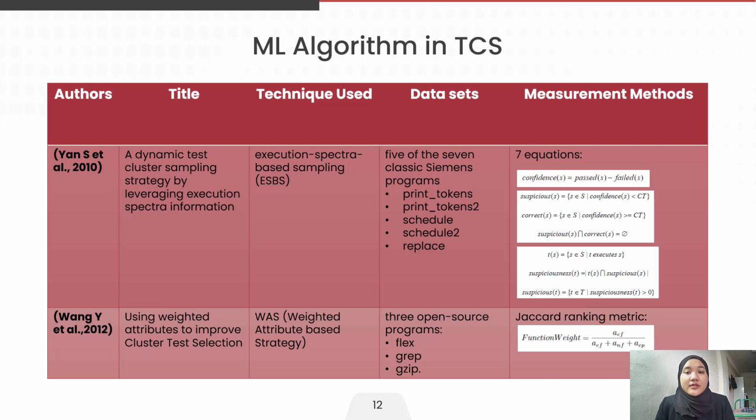So there are two authors whose references I am using for my literature review. First is by Yan and other authors, which is a dynamic test cluster sampling strategy leveraging execution spectra information, and the technique used is execution spectra based sampling, ESBS. And next is by Wang, using vectored attributes to improve cluster test selection, and the technique used was the weighted attribute-based strategy, WAS. Both of these methods use the evaluation metrics of failure detection ratio and also test selection ratio.